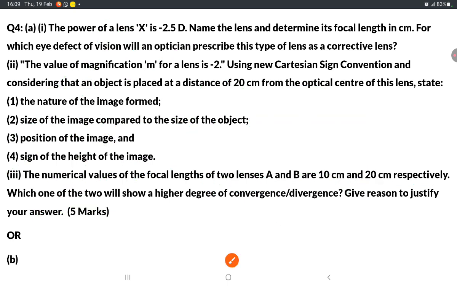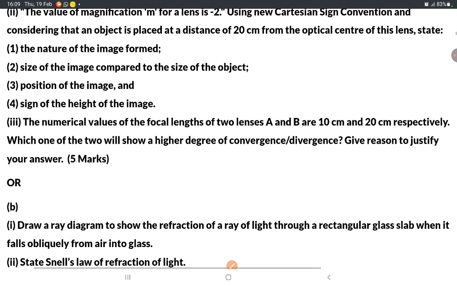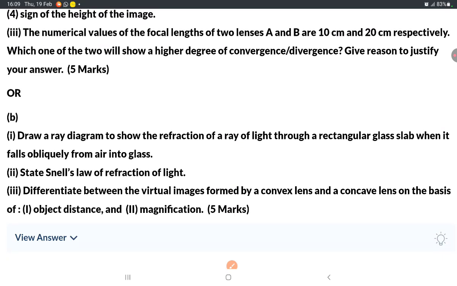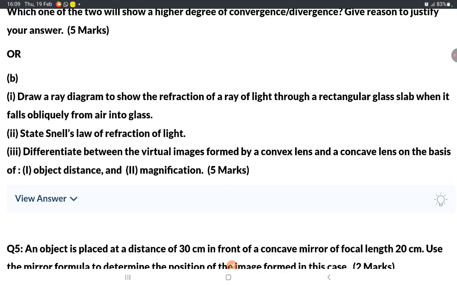So now just check the answer. Clear? This is one 5 marks question. Also, an option is given, that is the R option also there. We have to do the question B answer. What is this question B? Maybe this much stuff it will become or not, we don't know. But what will be the B?